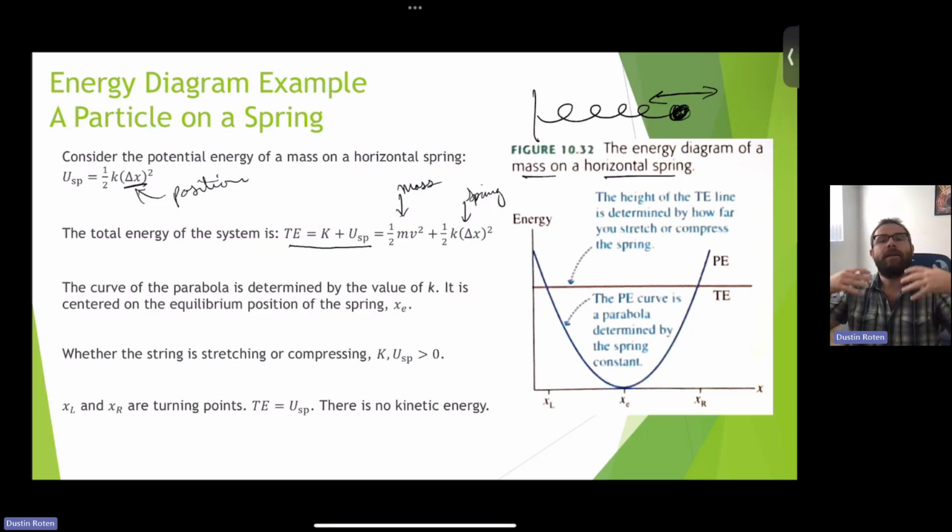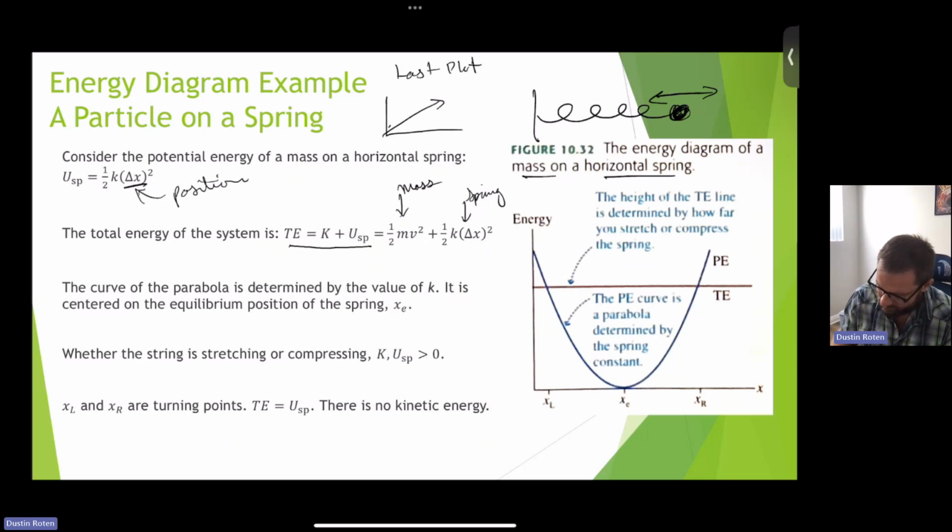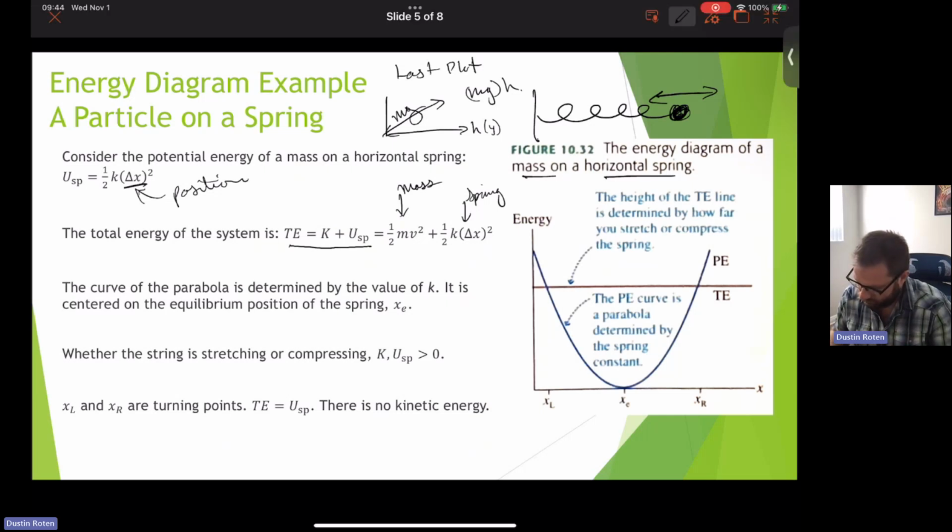Okay, now the last plot was really easy. The last plot was just linear, right? Because that's just mgh. The slope of this was just mg, and then our variable that was changing was h, or height, h, or y, however you want to say it. This example is going to be a little trickier. So what we're going to do is plot our potential energy, which is the 1/2 k delta x squared. Now, we're going to plot that over here. I'll draw it in blue.